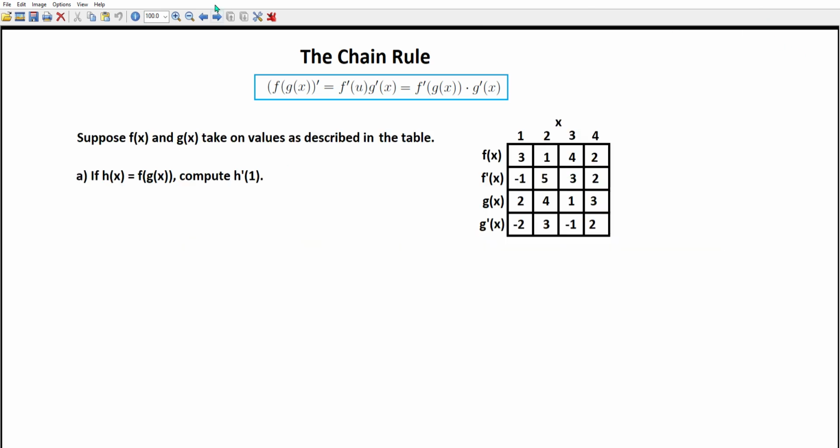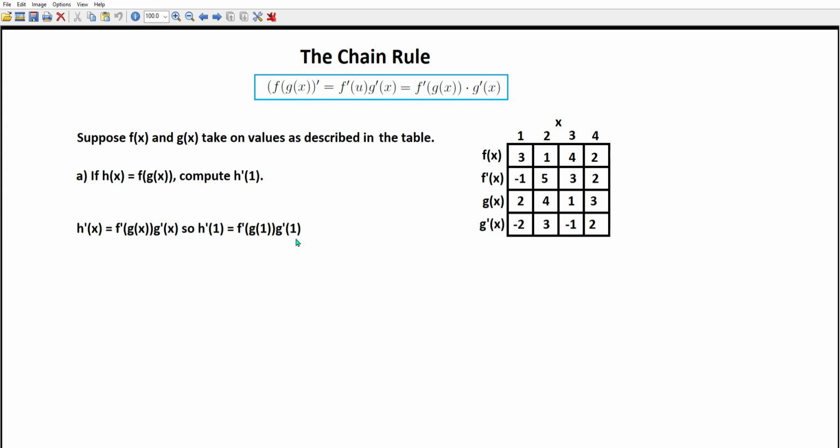Now let's take a look at a situation where we don't know the functions, but we know something about the function values and their derivatives. Okay, so f of x and g of x are described by this table. For the values x equals 1, 2, 3, 4, this table describes the values that f, f prime, g, and g prime take on. Okay, so the first question, if h of x is f of g of x, compute h prime of 1. So we write down the chain rule, which is h prime of x is f prime of g of x times g prime of x. And now we want this at 1, so we put in a 1, and we get f prime of g of 1 times g prime of 1.